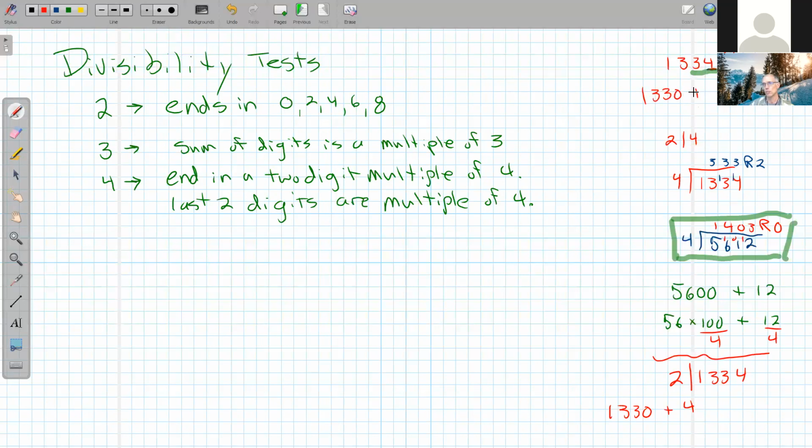1,330 plus 4 could also be written as 133 times 10 plus 4. And I know that 2 goes into the 10, and I know that 2 goes into the 4, so 2 must go into the whole thing because it's been divided out. Does that make sense? Do you want me to explain that a little more, or are you kind of getting where I'm coming from there?